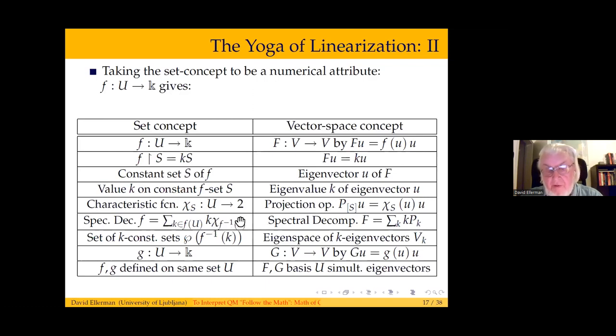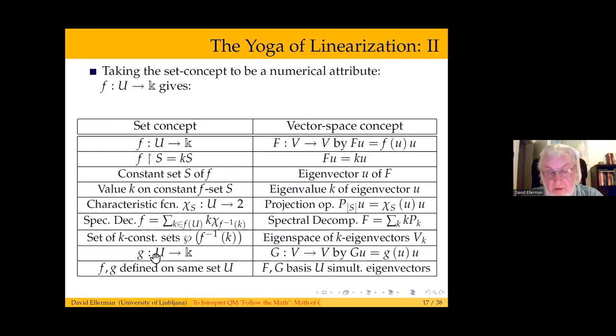So you feed in a value little u here, it gets a 0 or 1. And if it gets a 1 for u that's in F inverse of k, then you multiply times k. Otherwise it gets a 0. You add it up over all the small k scalars in the image of F, and you get F. So spectral decomposition of linear operators corresponds to this sort of spectral decomposition of set functions. So you're getting a whole dictionary here to translate between set concepts and vector space concepts, and that's the yoga of linearization. The set of constant sets is just the power set of ones that have value k, and that corresponds over here to the eigenspace of k eigenvectors, V_k. That's where this projection goes, to this eigenspace.